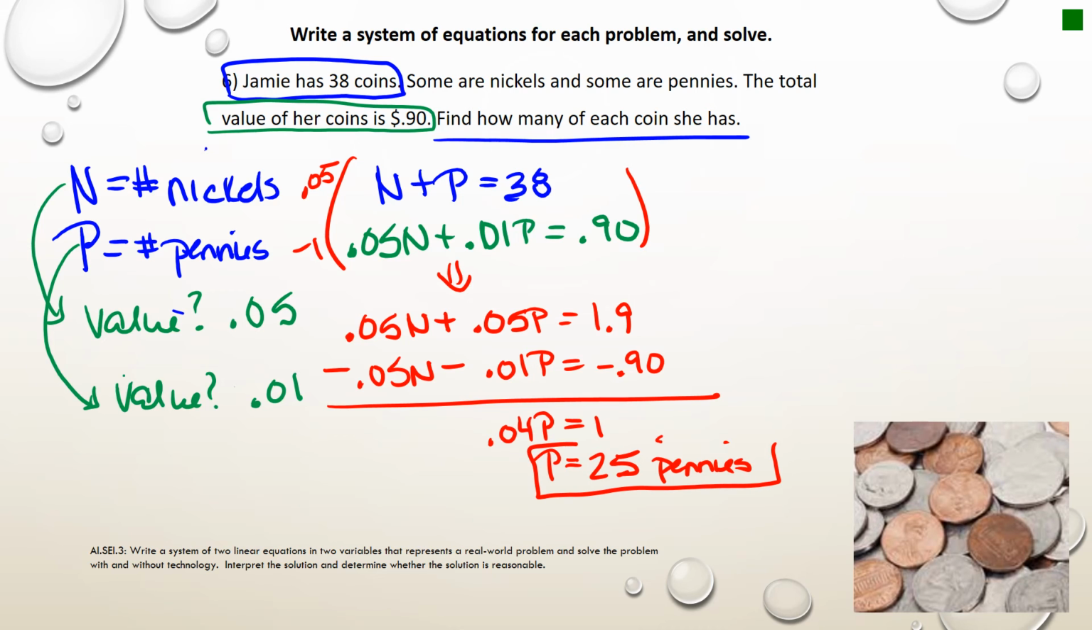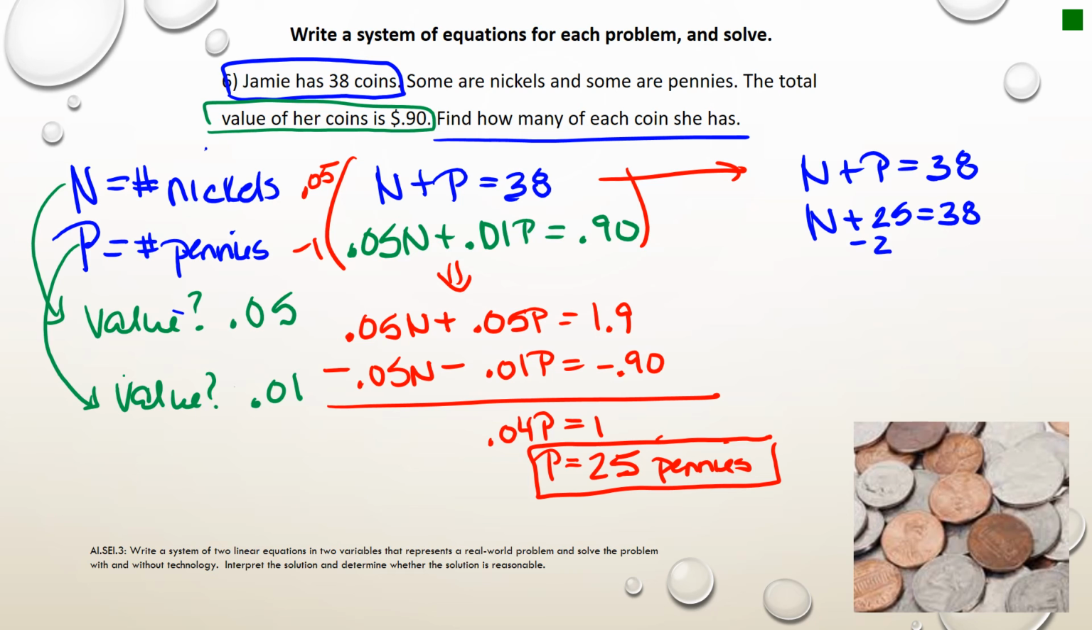Okay, 25 pennies. I'm going to go into this blue one up here. So the number of nickels plus the number of pennies was 38 total coins, right? I don't know how many nickels. I've got 25 pennies to equal the 38. So what is 38 minus 25? It is 13 nickels. All right, so we know we have 13 nickels and 25 pennies.